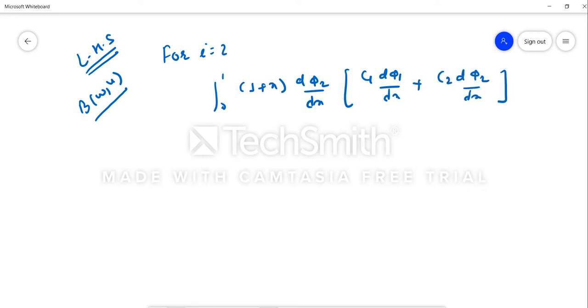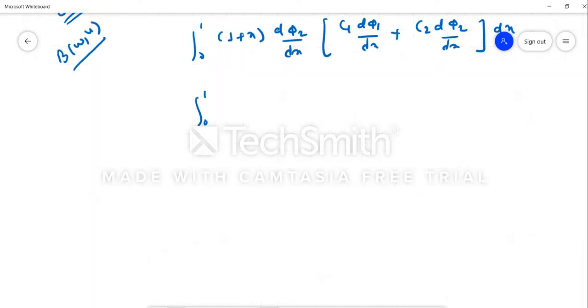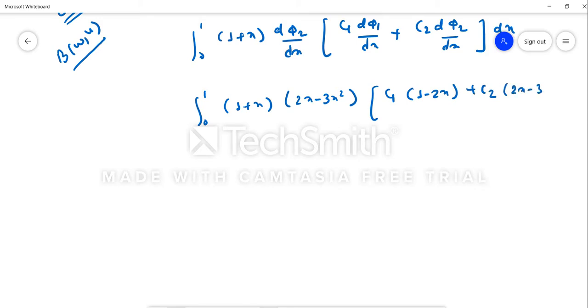Now this term will look like this. What is the value of d phi 2 over dx? We have calculated 2x minus 3x squared. Then c1 d phi 1 over dx is 1 minus 2x, and then c2 d phi 2 over dx was 2x minus 3x squared, and dx. Then again we will take out c1 terms together.